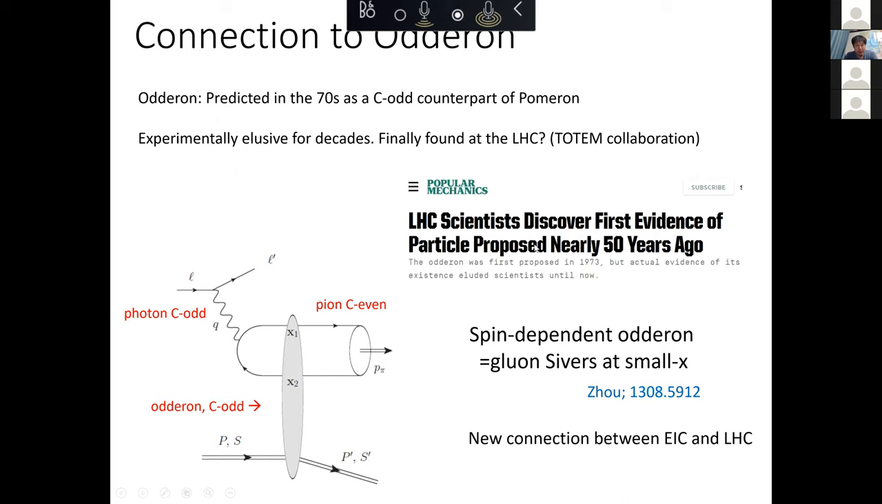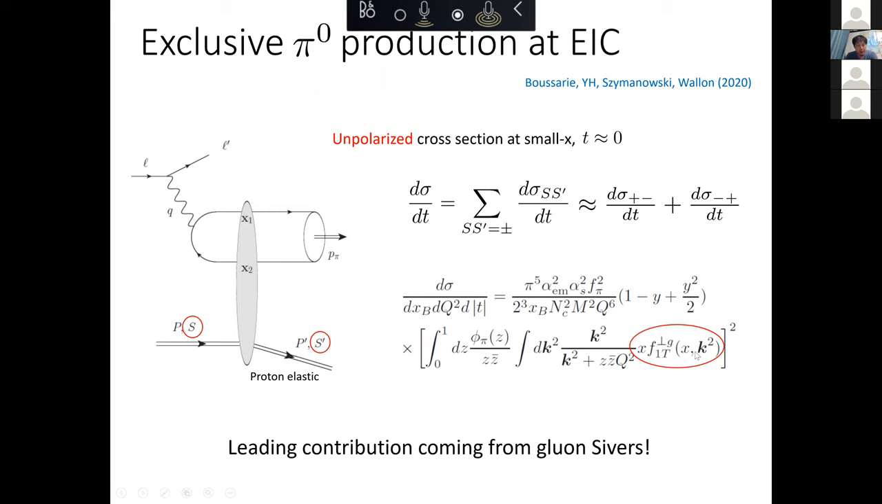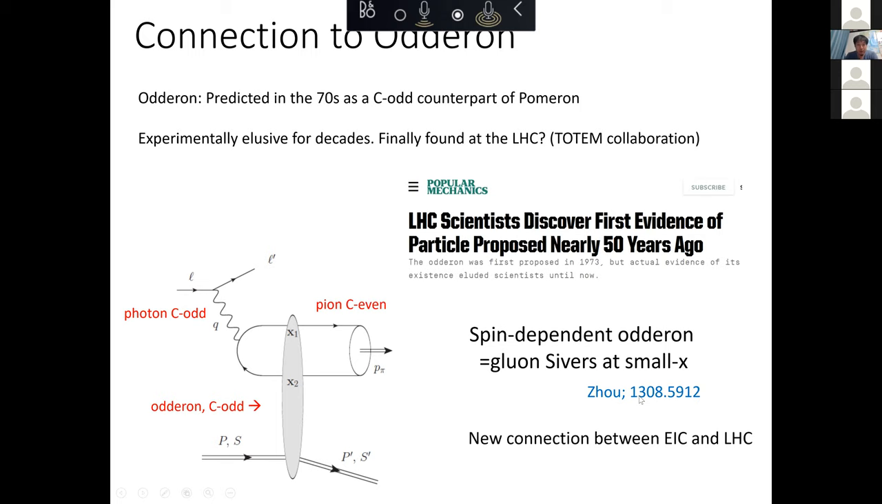And there is actually an interesting connection between the Odderon and this process, because if you look at this process, you can see that the initial incoming photon is C-odd, and the pion in the final state is C-even. So what's exchanged in the t-channel must be C-odd, and that is the Odderon, right? In fact, there is a one-to-one correspondence between this gluon Sivers function and the Odderon. That is the observation first made by Jian Zhou in 2013. So I think this is a new connection between the EIC and the LHC.